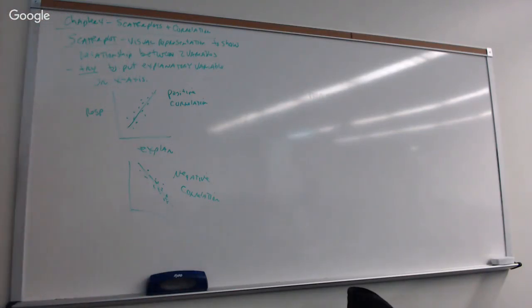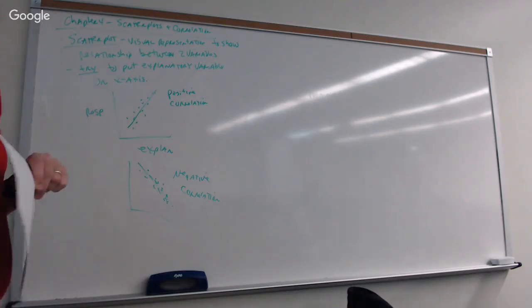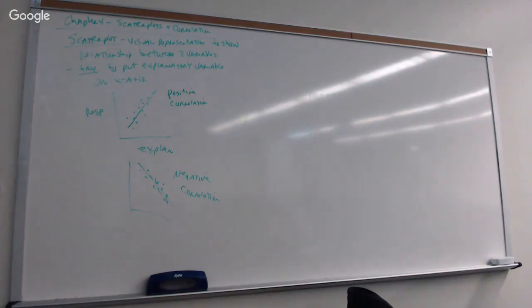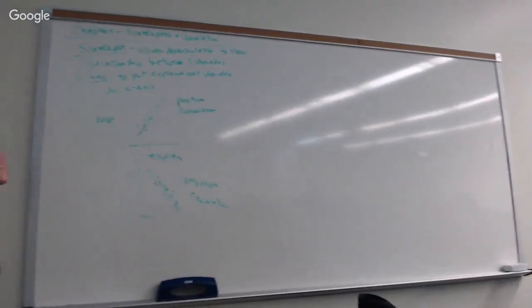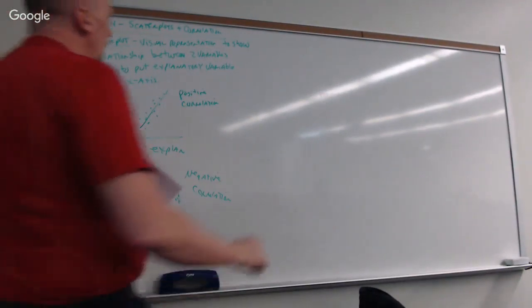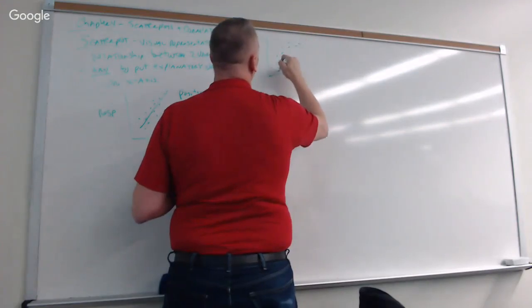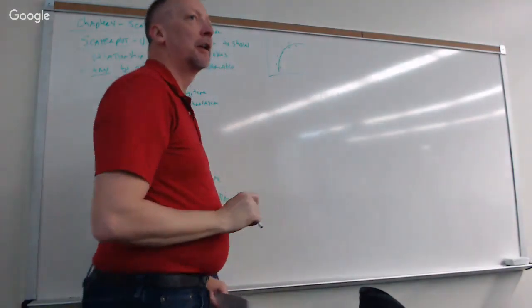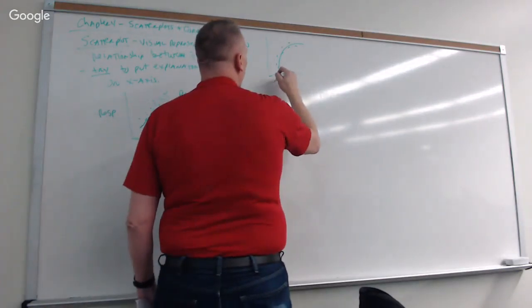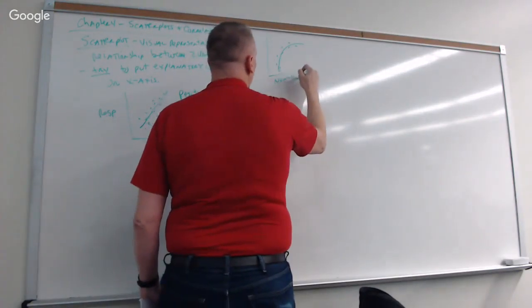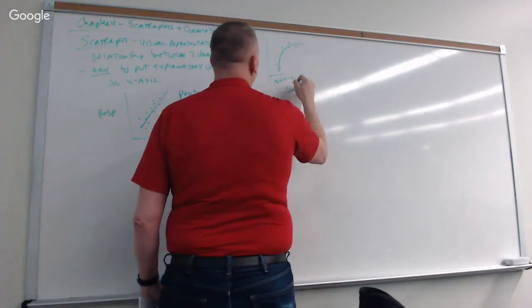Okay? You could also see something that looks like a curve. Okay, it looks like a curve there. This would be an example of a non-linear correlation.